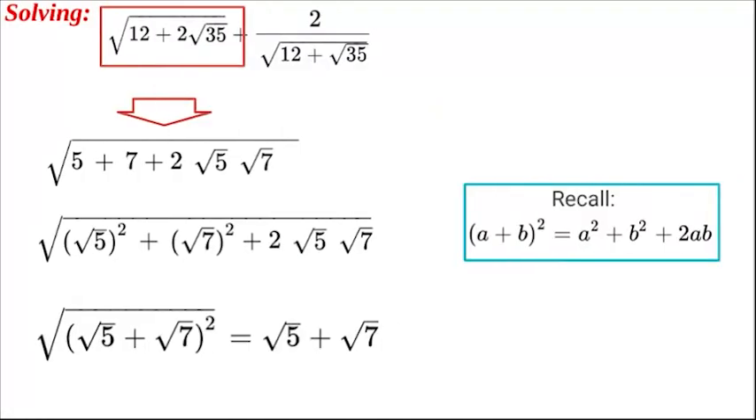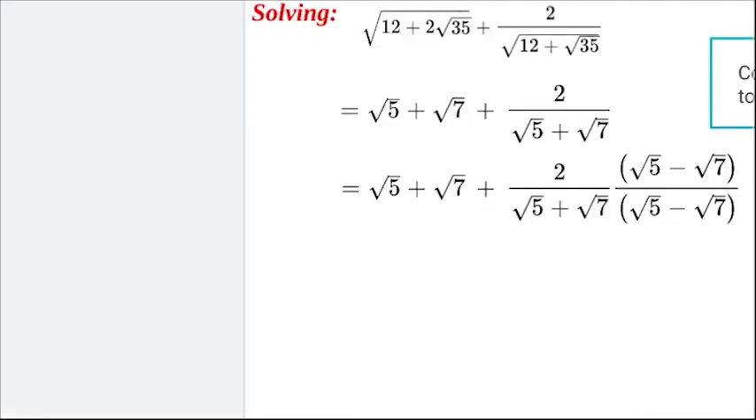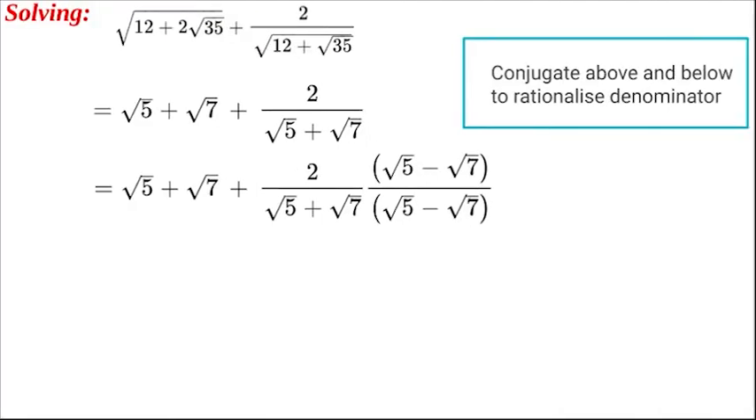Now that we have the square root of 5 and the square root of 7, let's focus now on the fraction. When we work on the fraction, we have to apply the conjugate rule above and below. So we need to rationalise the denominator. So this is going to give us a result of square root 5 plus square root 7. It's going to stay the same.